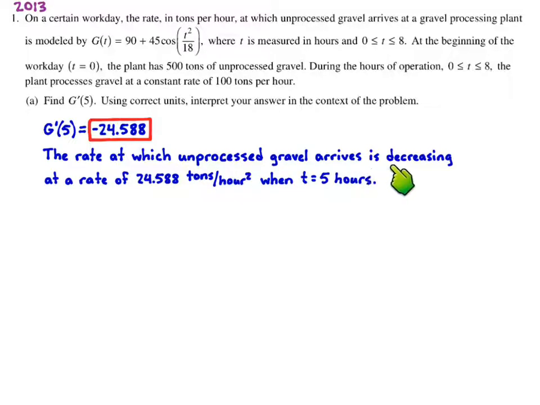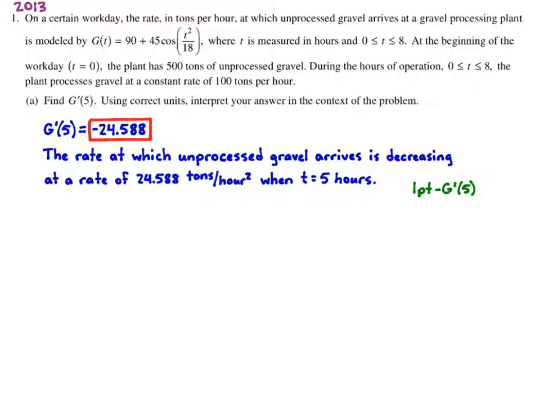Then we need to say, sorry, let me rephrase that. The rate at which unprocessed gravel arrives is decreasing at a rate, that's what it is. Then the answer, 24.588. In fact, the decreasing and the 24.588 is part of that answer, right? And then you need your units, tons per hour squared, and then you need your time that it took place, or your time interval, which is t equals 5 hours.